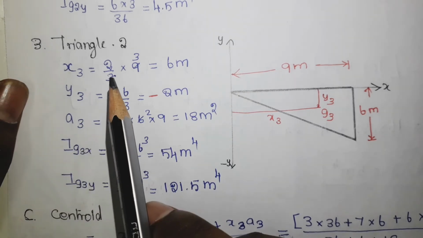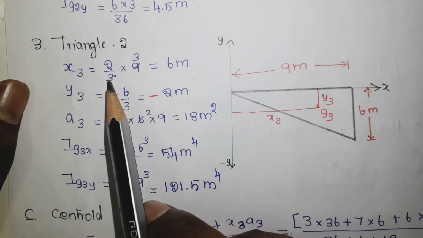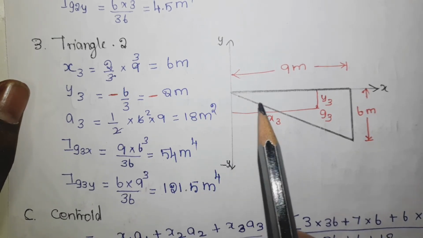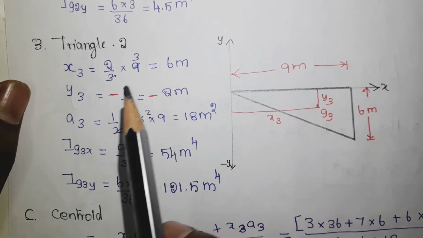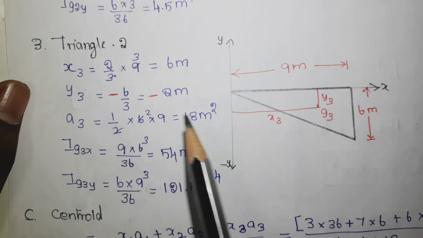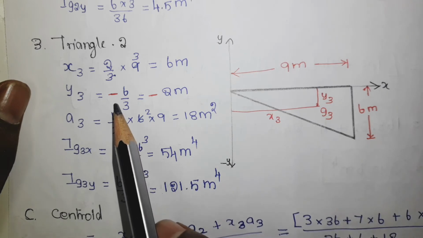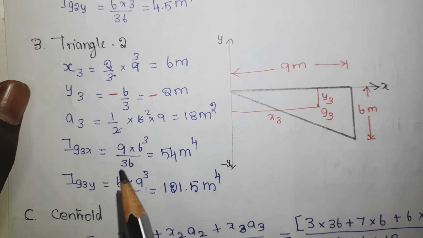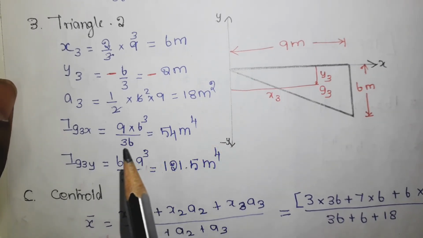Now x3 equal to 2b by 3. Why here I have used 2 by 3 is, here this is a point end. From point end it is 2b by 3, and substitute the values, you get the answer as 6 meter. Then y3 equal to, since y3 is referred from minus y axis, here it should be positioned by minus. The sign should be minus. 6 by 3 minus 2 meter. Then area, substitute the value, you get the answer as 18 meter square.